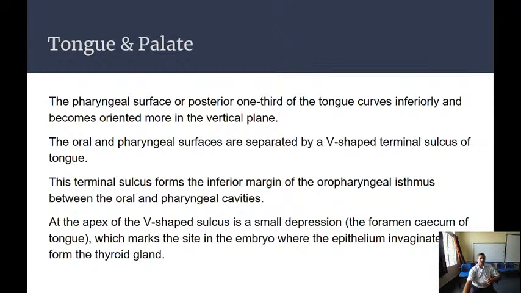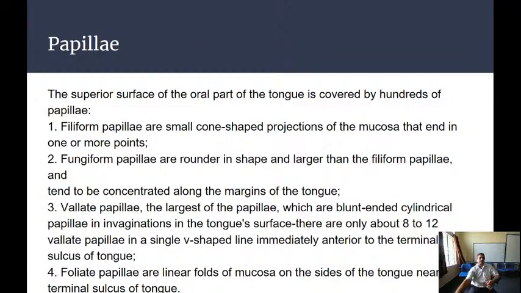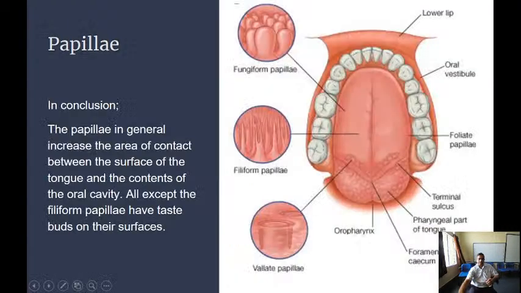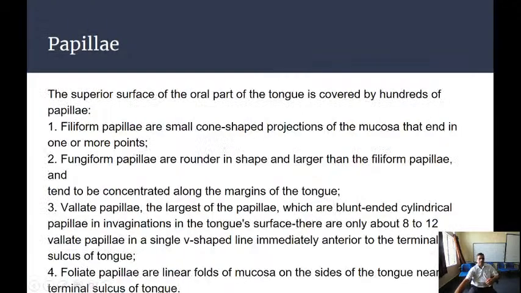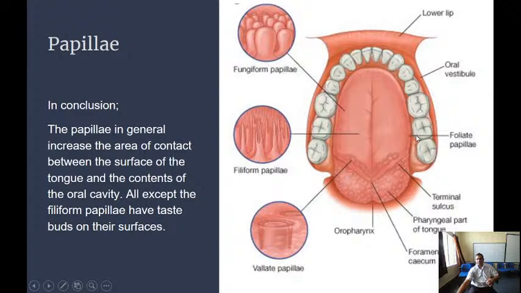And the tongue is not a very smooth structure. It has various papillae, which are called the filiform papillae, the fungiform papillae, and the vallate papillae, which are situated in the V shape. See, these are the vallate papillae. And then you have foliate papillae, which are linear folds of mucosa on the sides of the tongue near the terminal sulcus.